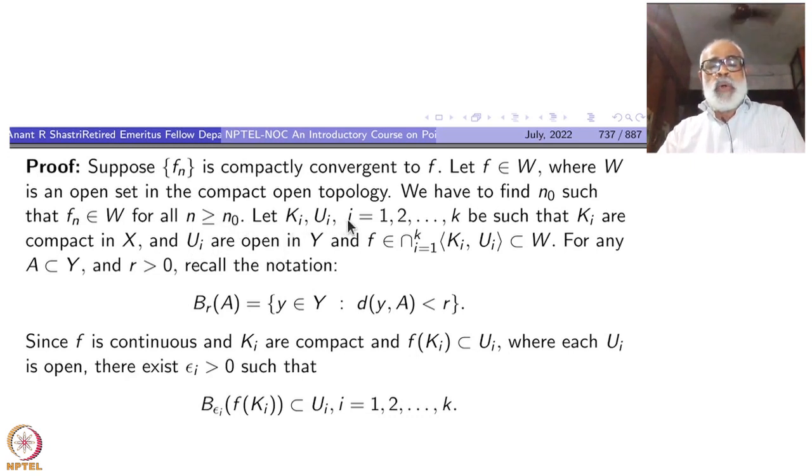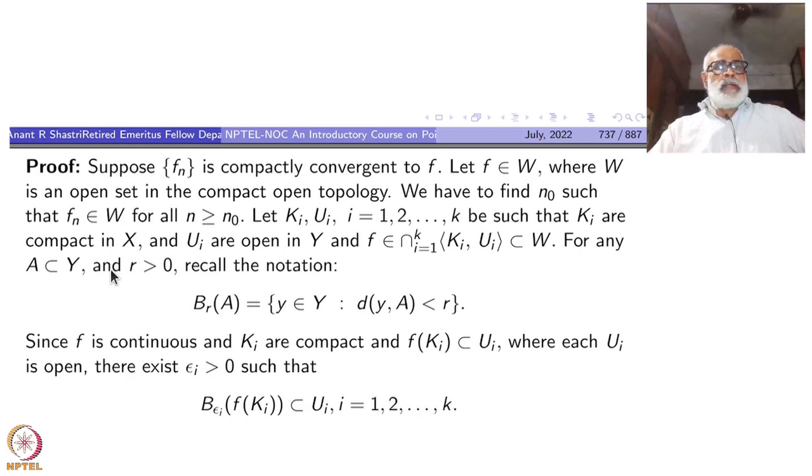Let Ki, Ui, i ranging from 1 to k, be such that the Ki's are compact and the Ui's are open, and f is in the intersection of the brackets [Ki, Ui] contained inside W. This is because these things make a subbase. So whenever you have an open subset and a point, you have a neighborhood coming from a base, which is an intersection of finitely many elements of the subbase. Okay, so there is such a set, the intersection of the [Ki, Ui].